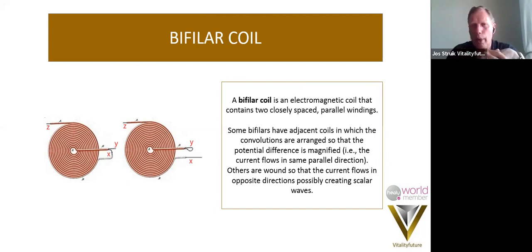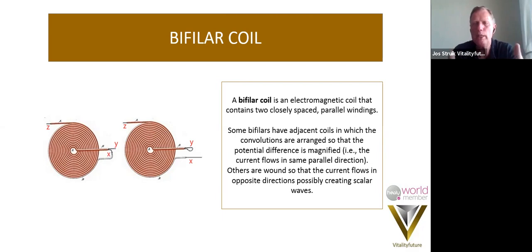It's like the lightning I was talking about. So these two coils create a current in between. And then you have two ways of creating a current. One is if they are different, then they magnify the current. And the other way is if they are parallel, then you get scalar waves.